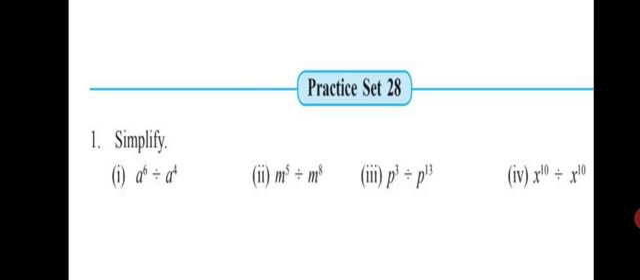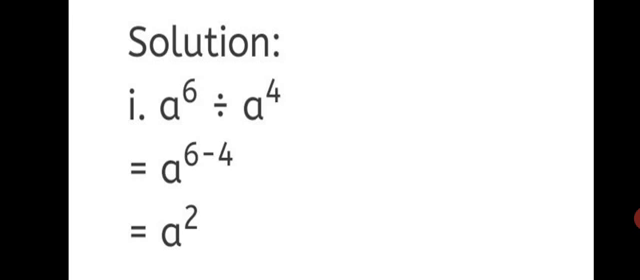Let's solve practice set 28. First sum. A raised to 6 divided by a raised to 4. What does the formula tell us? Keep the base as it is and subtract the index. So a we write as it is. 6 minus 4 is 2. So your final answer is equal to a square.